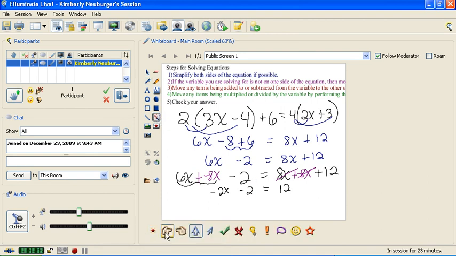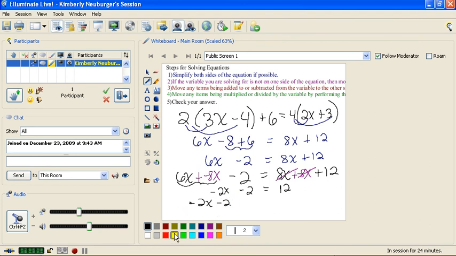For step number 3 here, I need to move anything added or subtracted. And notice that I have this minus 2 here. The opposite of having a negative 2 is to add a positive 2. So I'm going to add a positive 2 to both sides to move this away from my variable. So I have negative 2x minus 2, and then I'm going to add 2 into both sides. And you can see the positive 2 on both sides. These 2's cancel, and I'm left with just a negative 2x over here, and on the other side I have 14. Now, that completes step 3.